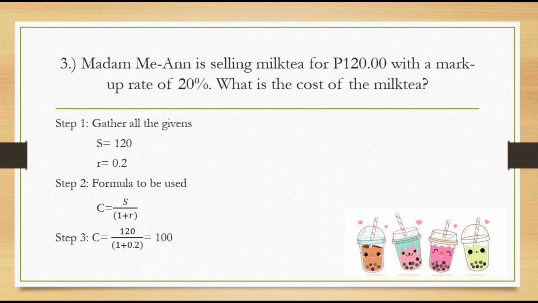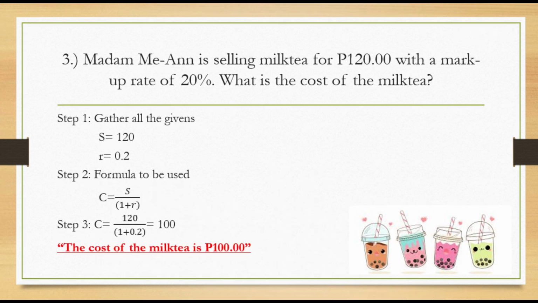So let's solve. So the cost is equal to 120 over the quantity 1 plus 0.2, which is equal to 100. So we can say that the cost of the milk tea is 100 pesos.